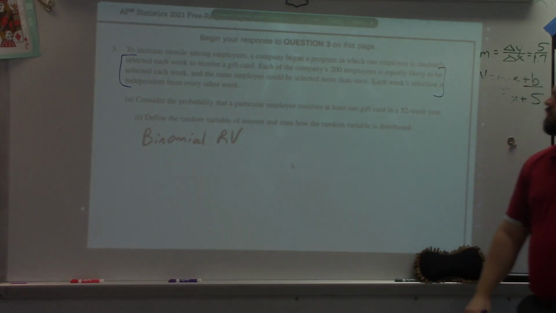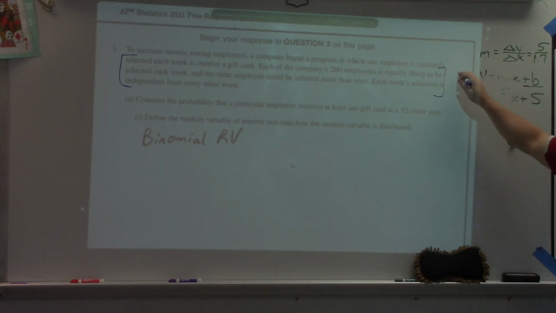Selected each week. Bins, right? It's binary. They either get the gift card or they don't. What's next? Independent. Literally each week's selection is independent. So do we have to show bins? Do we have to write out bins on this? Not here, but they do want you to check conditions. But we'll come to that in a second.